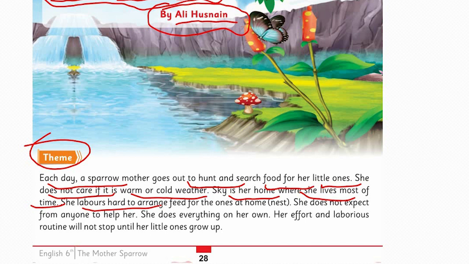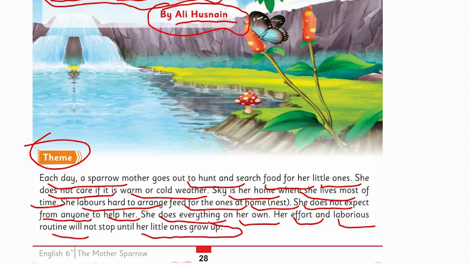She labors hard to arrange feed for the ones at home. Makes nest. She does not expect anyone to help her. She does everything on her own. Her effort, laborious routine will not stop until her little ones grow up. So this is the main theme of the poem.